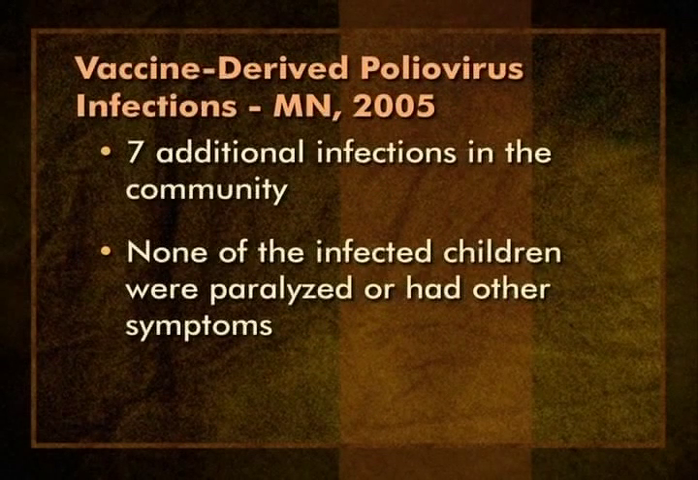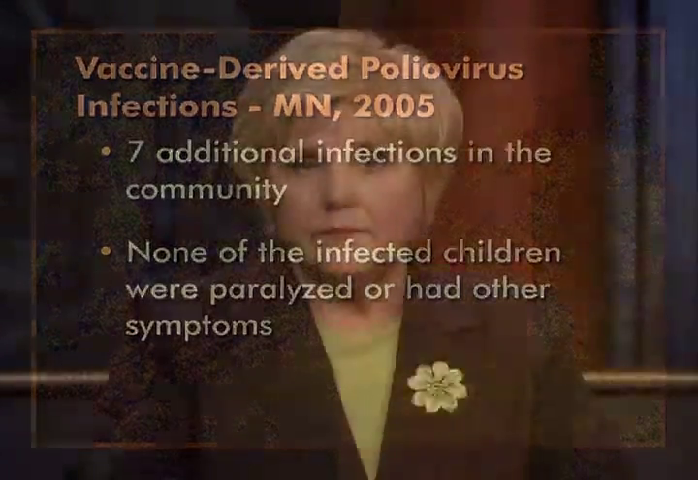Investigations identified 7 additional infections in the community. 4 children in the community were shedding the same virus in their stool, and 3 of the child's siblings had serologic evidence of recent poliovirus infection. None of the infected children were paralyzed or had other symptoms related to their infection.